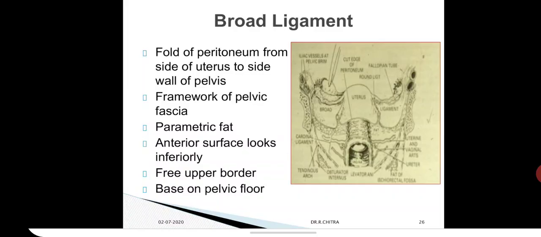So it is a fold of peritoneum from the side of the uterus to the side wall of the pelvis. It is the framework of the pelvic fascia. It contains parametric fat. It has an anterior surface, but when you see it in the anatomical position, it is slightly looking inferiorly. It has a free upper border. The base of the broad ligament is in the pelvic floor.